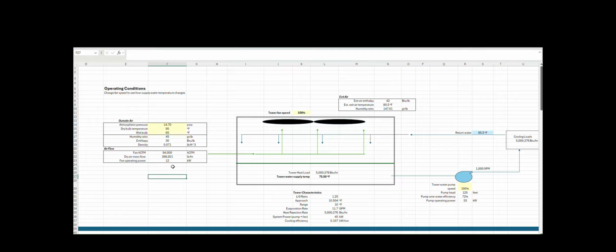Our design wet bulb is 78, and we're looking at 65-degree wet bulb. So if we say 78 minus 65, we've got a 13-degree drop in wet bulb temperature from our design.